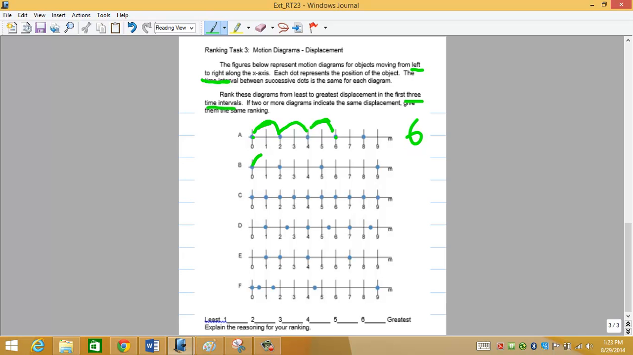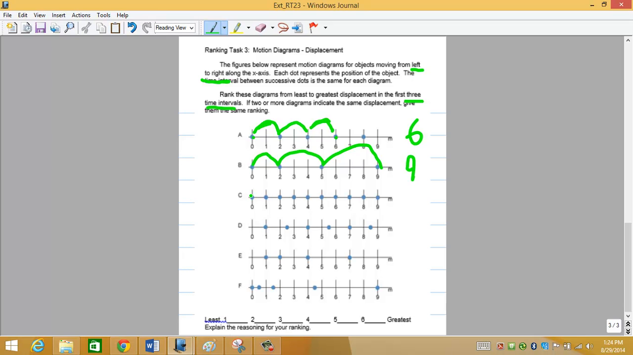Likewise in B. 1 time interval, 2 time intervals, 3 time intervals. We wind up at 9 minus where we started, which was 0. Positive 9 is my displacement. Notice in A, I forgot to mention, you've got an extra dot there. We don't care about it. It's just extra information, but we don't need it. We only care about the first 3 time intervals.